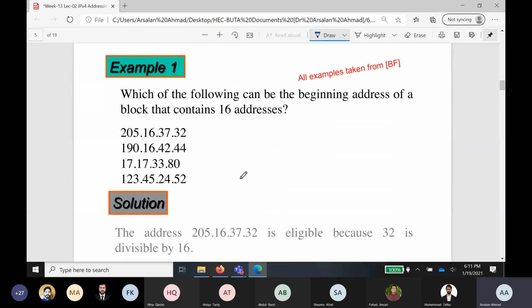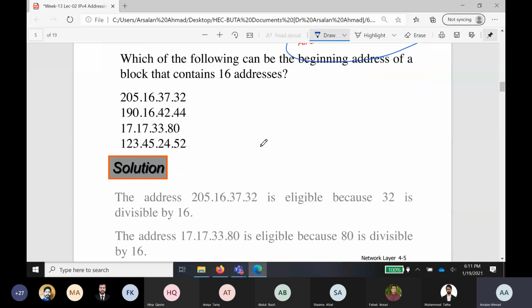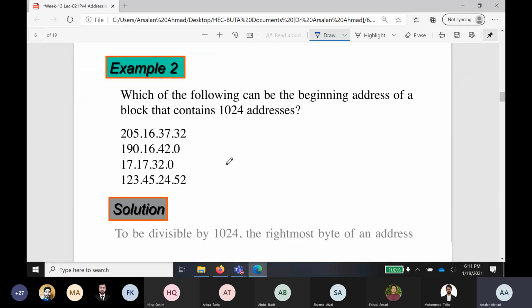So then we saw some examples. We have discussed these. Which of the following can be the beginning address of a block that contains 16 addresses? It must be divisible by 16, and this is the right answer.